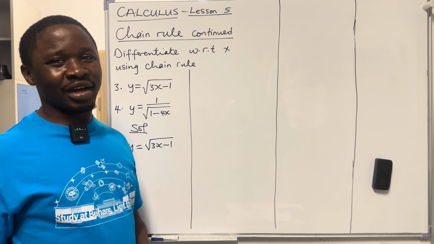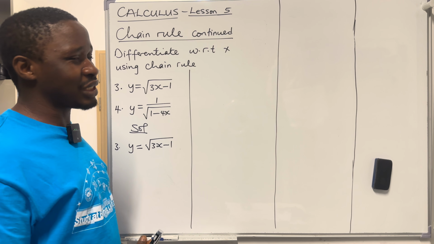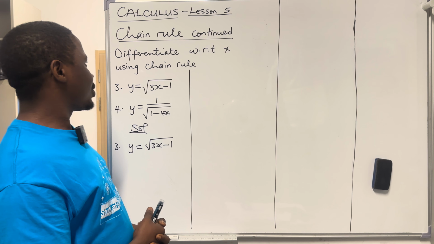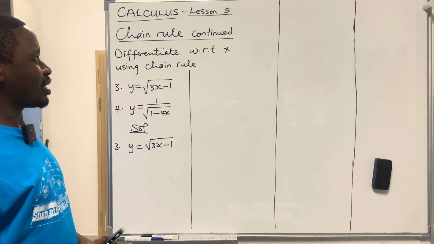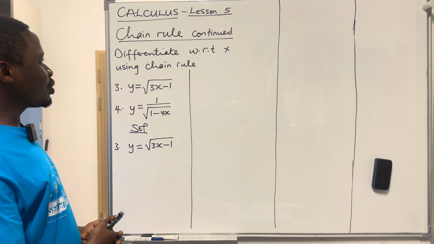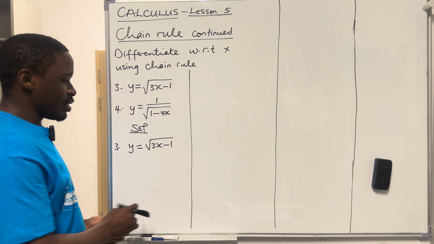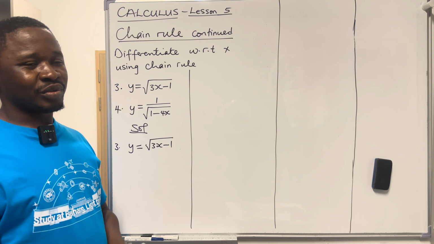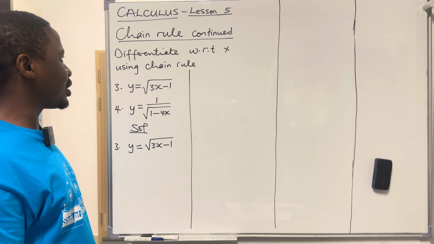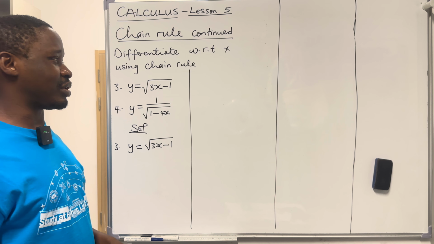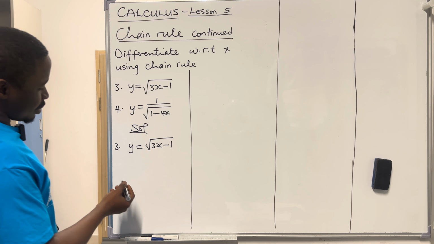Today we continue with chain rule, lesson 5. In lesson 4, we started chain rule. So you can see here the third problem and the fourth. Okay, so chain rule continues. We want to differentiate with respect to x using chain rule. If you visit lesson 4, there I analyze everything: what type of problems we apply chain rule to and for which we don't apply chain rule. All right, so I don't want us to waste any time. So what do we do here?